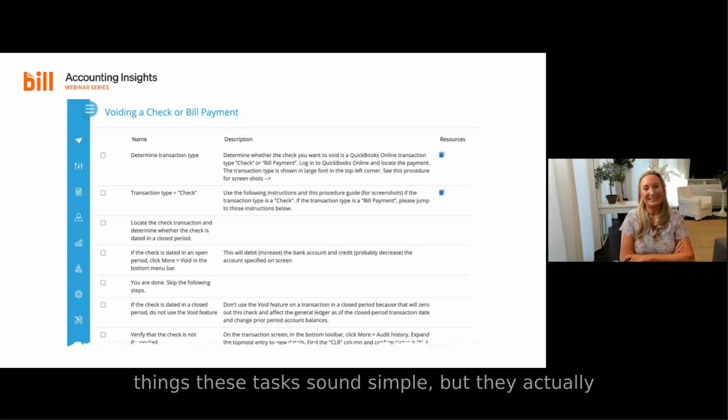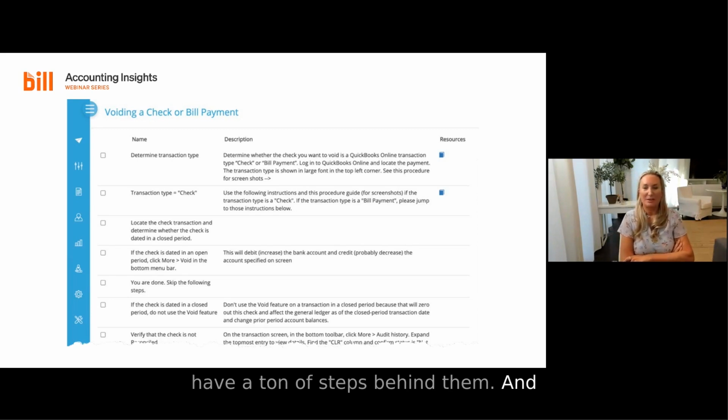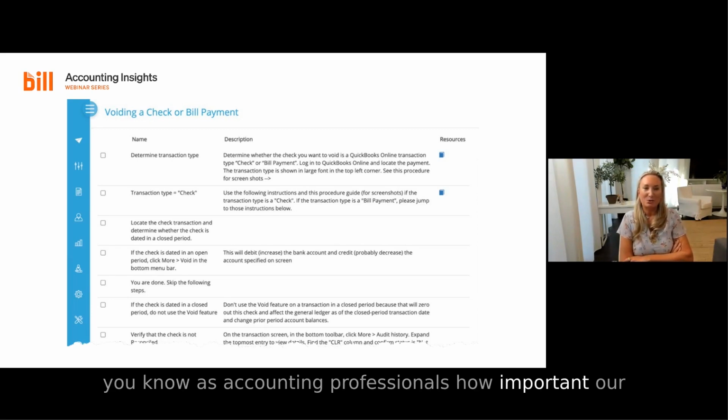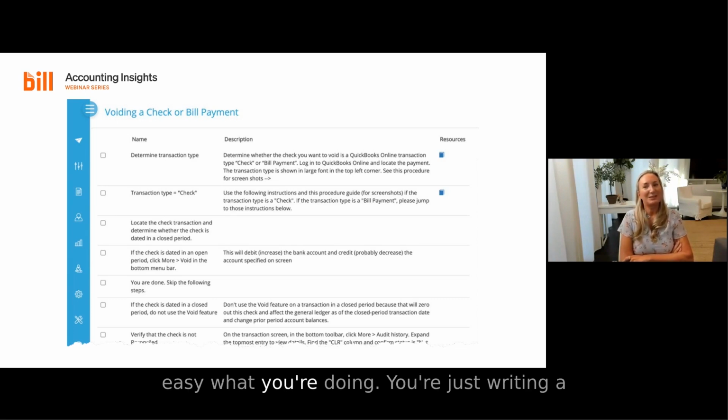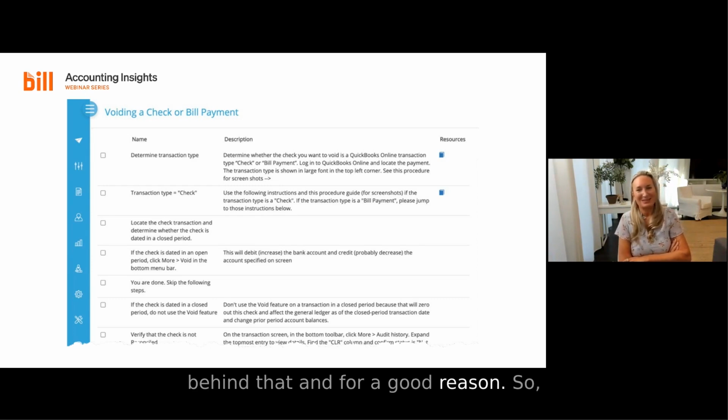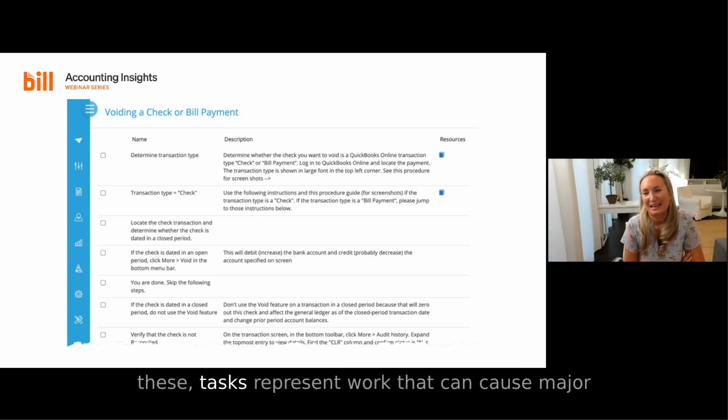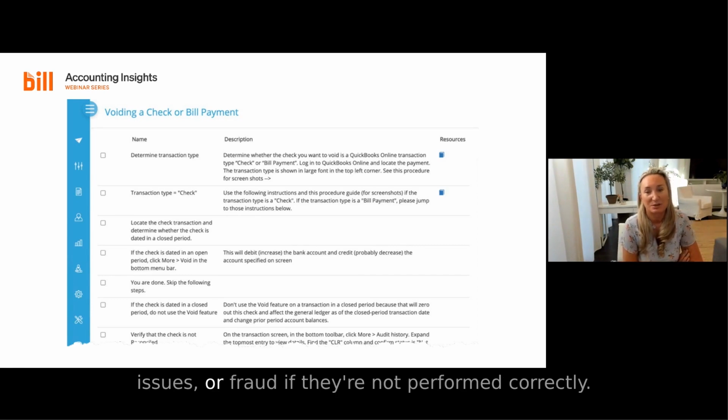And these tasks sound simple, but they actually have a ton of steps behind them. As accounting professionals, we know how important our work is and how tedious and time consuming it can be. People always think, oh, it's so easy what you're doing, you're just writing a check. But there are actually tons of steps behind that, and for good reason. These tasks represent work that can cause major issues or fraud if they're not performed correctly.